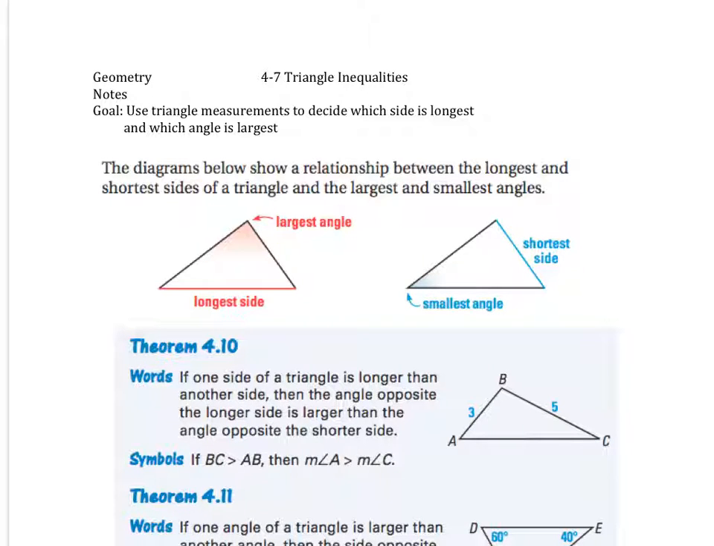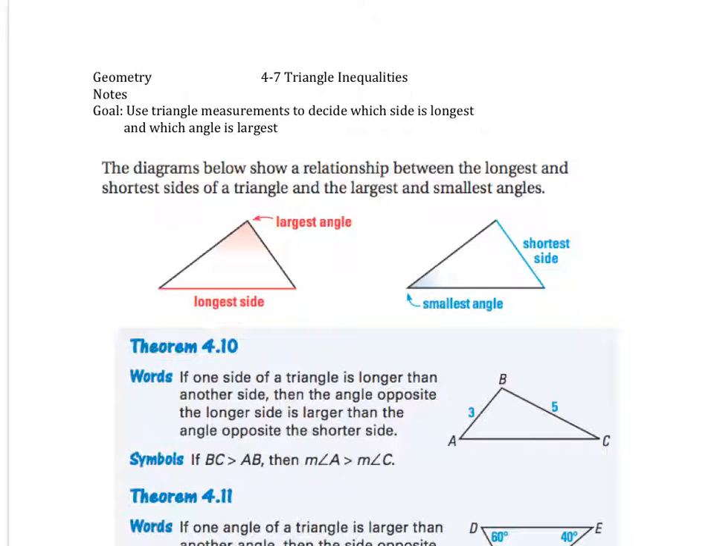4-7 triangle inequalities. We're going to use triangle measurements to decide which side is the longest and which angle is the largest. We're also going to determine what sides can form a triangle.